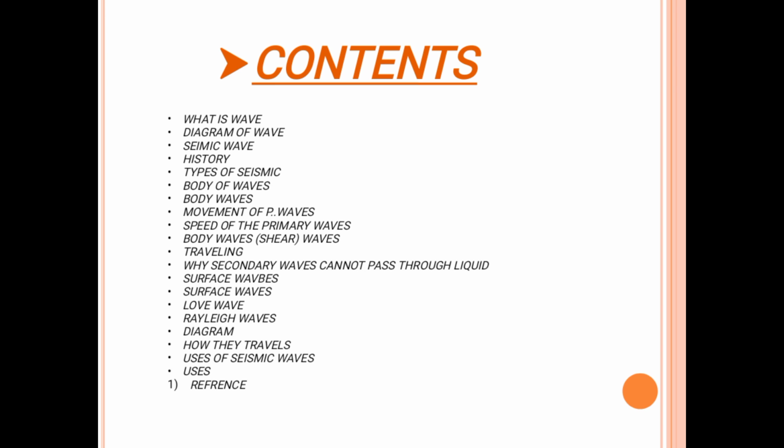First of all, we discuss the contents, which include: what is a wave, diagram of a wave, seismic waves, history, types of seismic waves, body waves, movement of the P waves, speed of the primary waves, body waves, S waves or shear waves traveling, why secondary waves cannot pass through liquid, surface waves, Love waves, Rayleigh waves, diagram, how they travel, uses of seismic waves, and last, references.